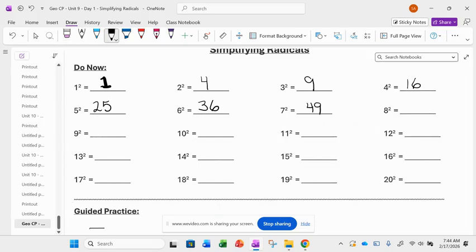Kate, what's 8 squared? 64. You got it. Luciana, 9 squared? 81. Jack, 10 squared?